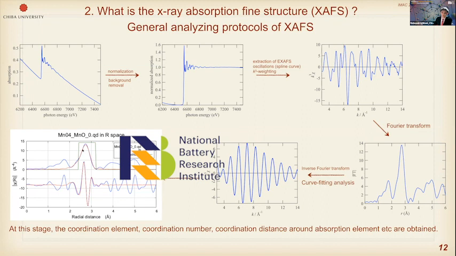In this case, it is a manganese oxide EXAFS spectrum, and this main peak is manganese scattering. The shorter one is oxygen scattering. After the curve fitting analysis has been done, at this stage, the coordination element, coordination number, coordination distance, and absorption elements are obtained or determined. That is a typical procedure of EXAFS analysis.